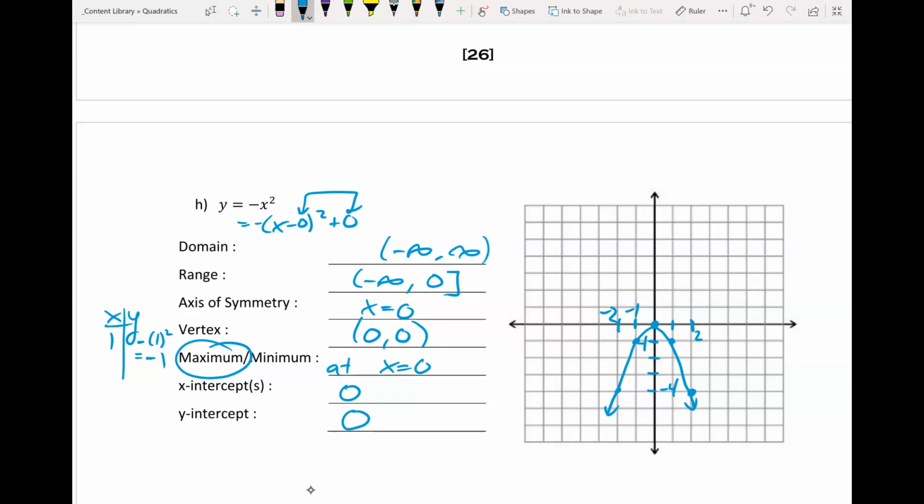So that's it for graphing quadratics in vertex form. Go ahead and try the homework that has been assigned.